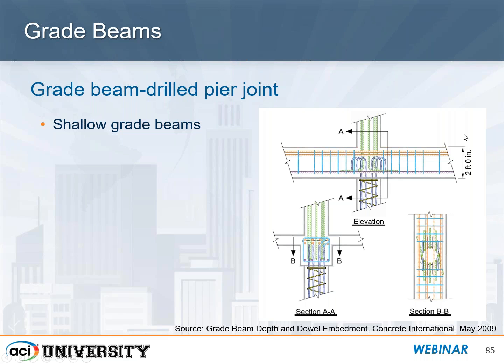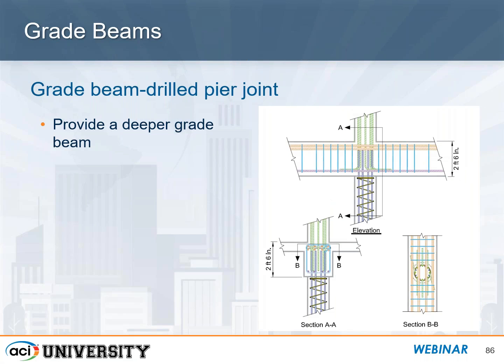You could see all the stuff here. We cut a couple sections here that show you all the rebar that's here, and that could certainly cause congestion issues at that joint. So there's a couple things we can do. Common sense says provide a deeper grade beam so that you don't have to hook the deep foundation bars into the slab and just run them through.